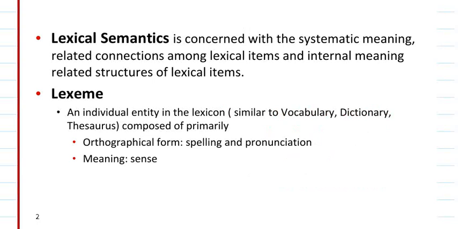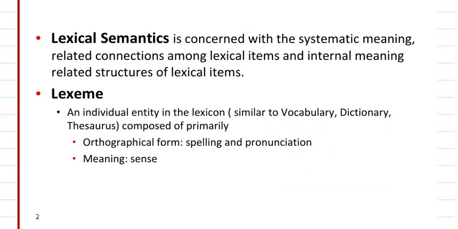So what is a lexeme? Lexeme is a very common term used in lexical semantics, and the term lexical is also derived from the term lexicon. Lexicon is the plural of lexeme, and a lexeme is an individual entity in a lexicon. A lexicon could be assumed as something like a vocabulary, a dictionary, or a thesaurus.